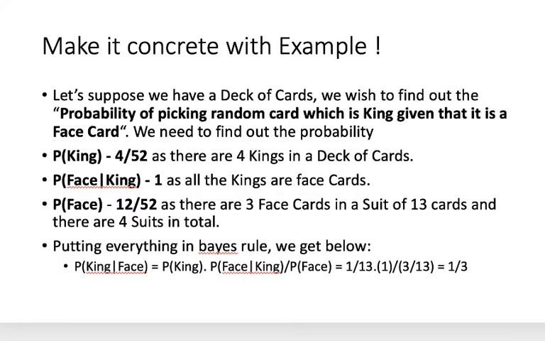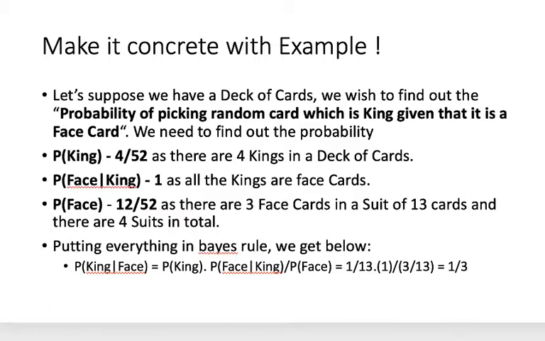Let's make that concrete with an example. So let's say we have a deck of cards. We wish to find out the probability of picking a random card, which is a king, given that it is a face card. So now let's try to identify the components here. What's the probability of picking a king? So we need to pick up a king, and without considering the condition that is being given to us, it will be 4 out of 52, as there are 4 kings in the deck of cards.